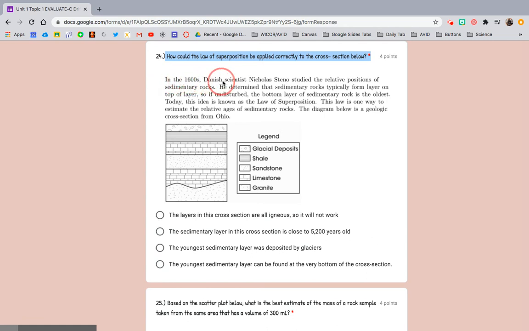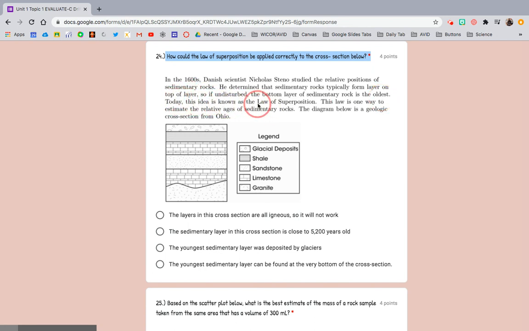So in the 1600s, Danish scientist Nicolaus Steno studied the relative positions of sedimentary rocks. He determined that sedimentary rocks typically form layers on top of layers. So if undisturbed, the bottom layer of the sedimentary rock is the oldest. Think of my laundry. Take off Monday's stuff, throw it down. Tuesday's goes on top, Wednesday's stuff is the newest. My oldest stuff is Monday's that I threw there first.